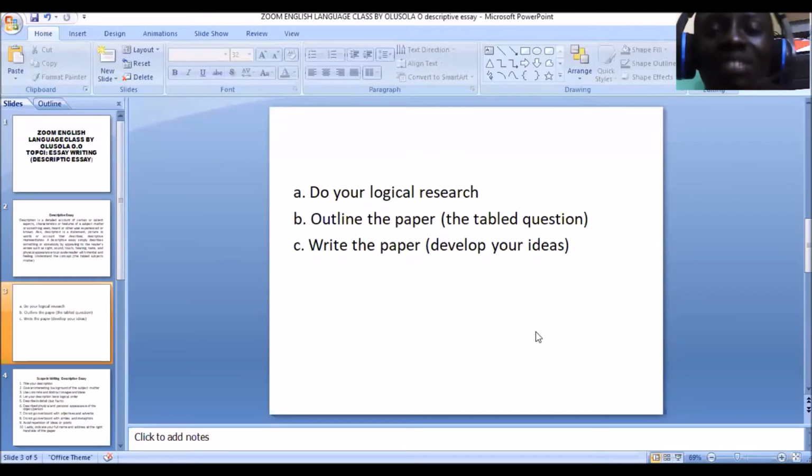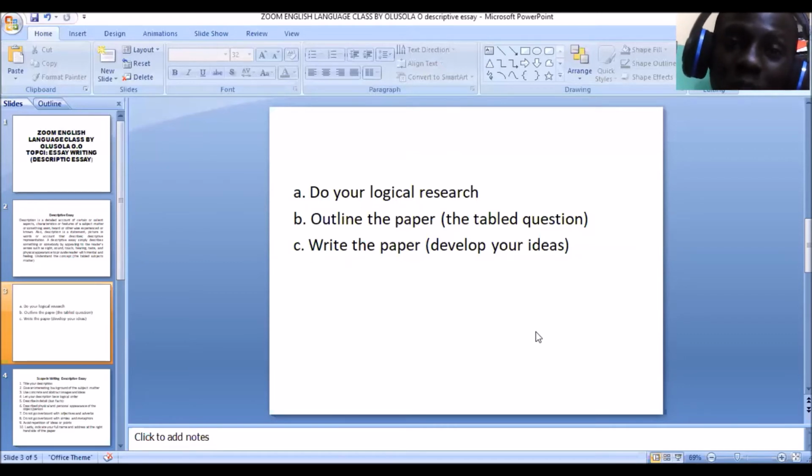Then you can now start developing your ideas. But before developing your ideas, you have to what? Also state your ideas or your points in a chronological order. Then before paragraphing your essay.